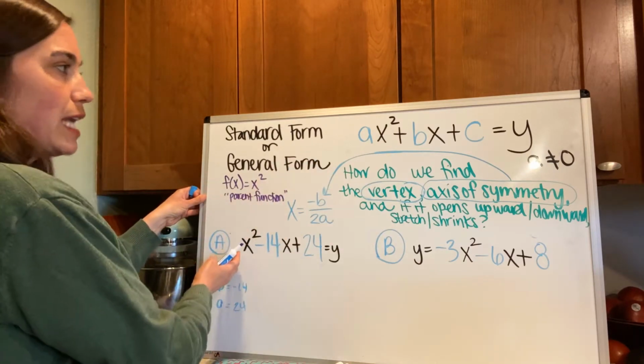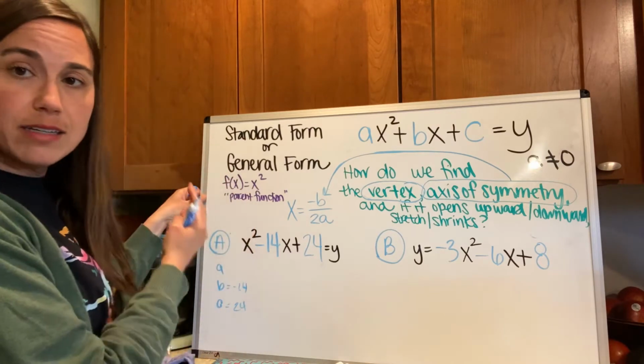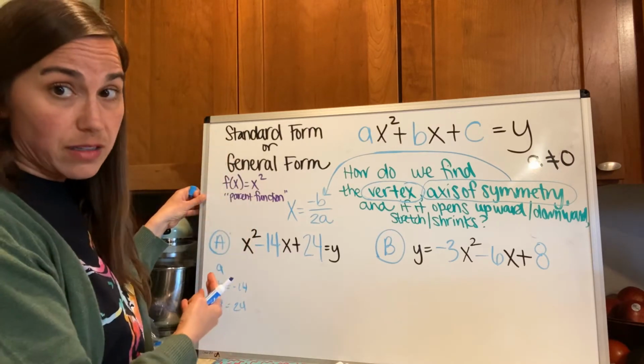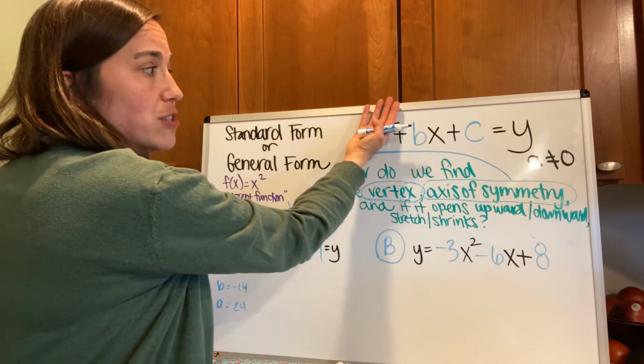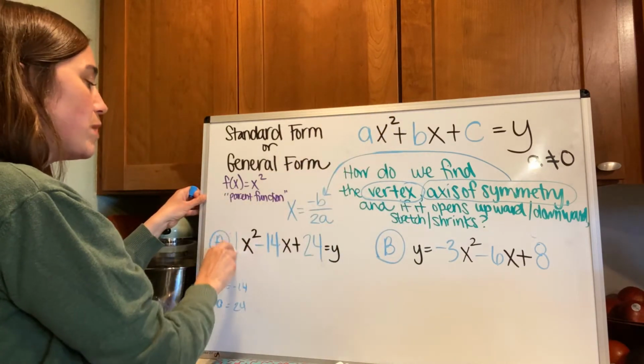But I'm looking for the a right now. I don't see any number there. So remember, it can't be 0, because if I plug 0 in for a, I would have a linear relationship. So this has to be 1.